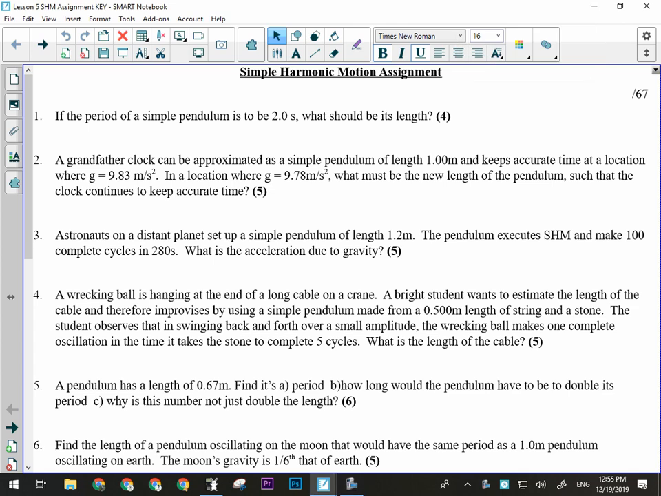Okay, so coming in for marks, really don't overthink any of the questions. If you're looking for the period of a simple pendulum, it's 2 seconds. You're looking for its length. You have a formula that tells you how to calculate the period of a pendulum using length and gravity. Grandfather clock, this is also a pendulum. It's telling you about the different lengths, adjusting this clock for different gravities.